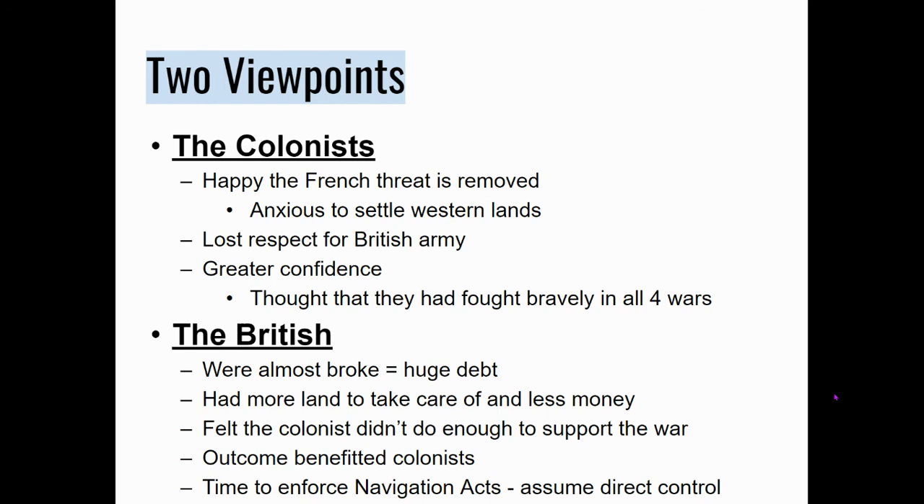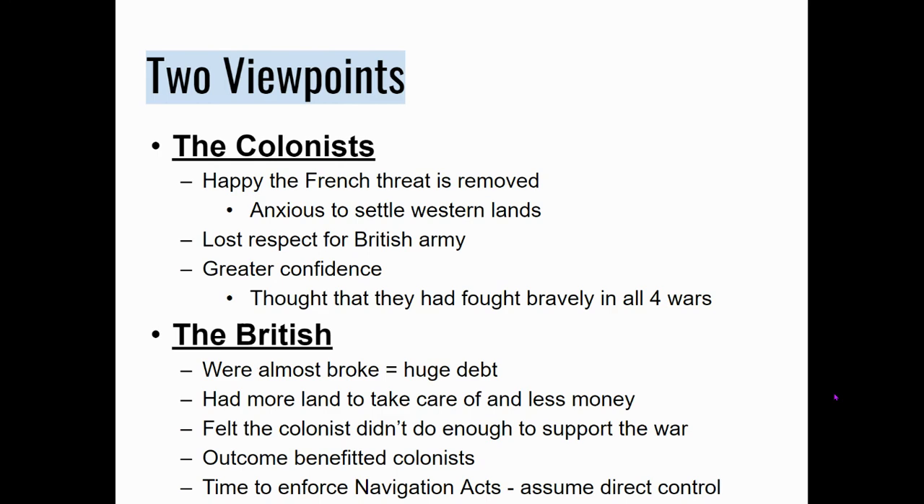American shippers had continued to trade with the French in the West Indies, even though they were at war with them. And so they felt that, well, this is going to benefit the colonists. So now it's time for you to pay up. If you're going to be in debt, you need to help us because this ultimately benefits you by getting the French out of the way. And they decide to enforce those navigation acts that I previously mentioned and assume more direct control.